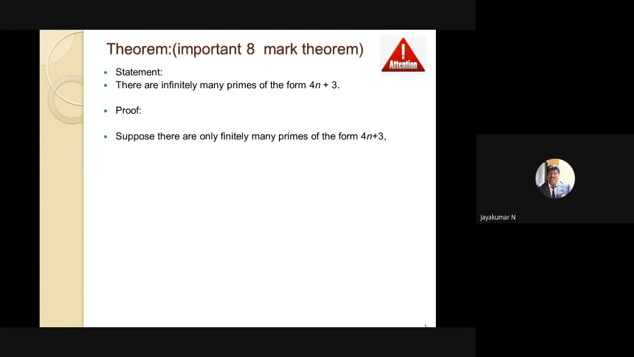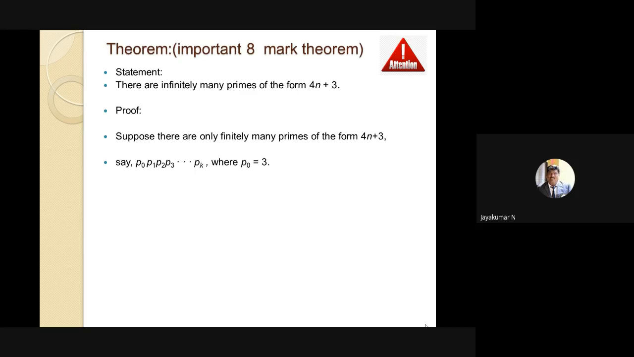Proof. Obviously we can prove this by contradiction. First, I assume that there are only finitely many primes of the form 4n plus 3. I want to prove that there are infinitely many primes of the form 4n plus 3. By contradiction, I assume that there are only finitely many primes of the form 4n plus 3. What are they? Say p0, p1, p2, etc.